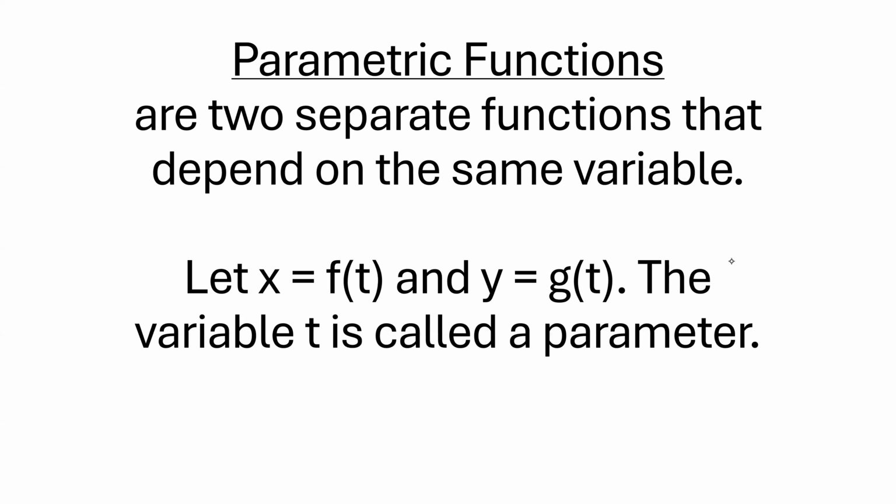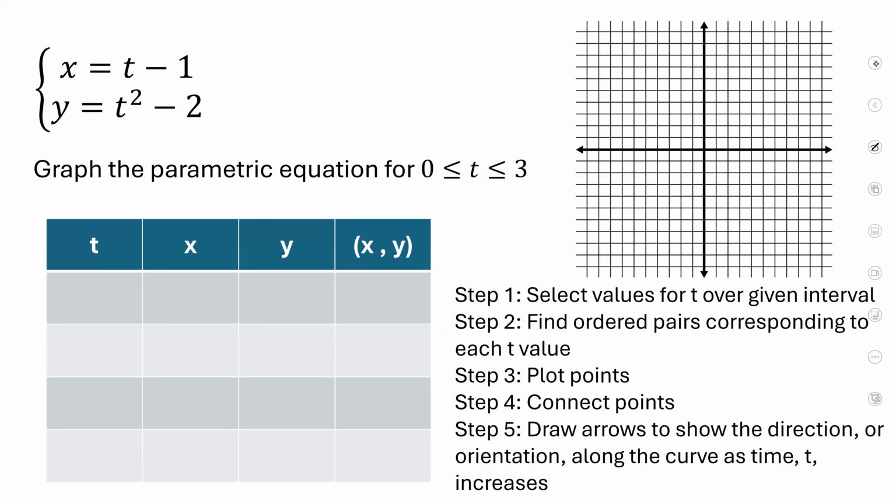Okay, so parametric functions are two separate functions that depend on the same variable. So you're going to have x with its own function and y with its own function, and they're both going to have the same variable that you plug in. In this case, t is called the parameter. The variable that they both depend on is called the parameter, and t stands for time. So let's look at this first example.